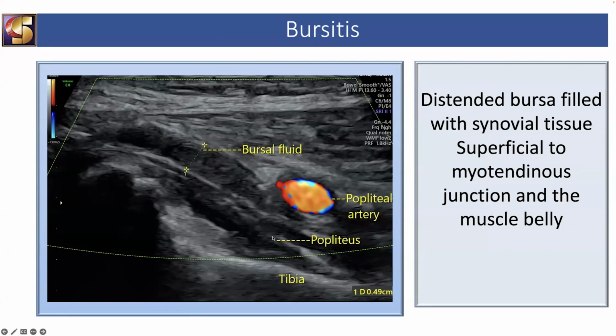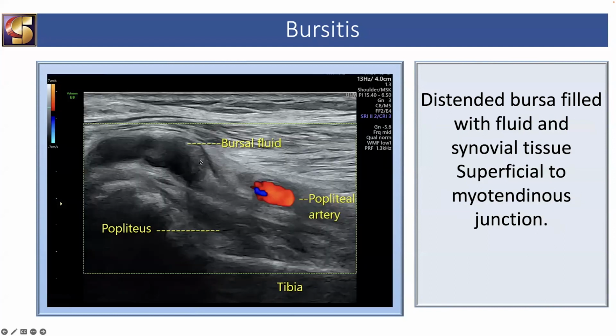of the popliteal muscle. This is the popliteal artery, this is the distended bursa, and the belly of the popliteus. And in this case, just the bursa was distended at the level of the myotendinous junction, whereas the popliteus belly was normal, and we can see this normal popliteal artery.